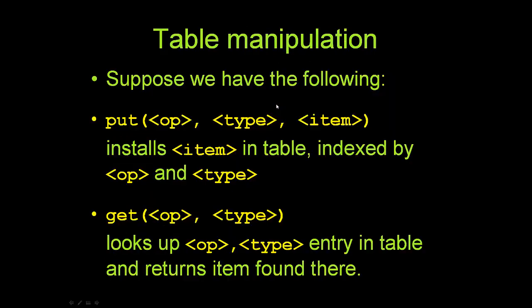Before we start, let's talk about some functions that we need to understand to manipulate the table. The table supports 2 different operations. You can put an item under an op and type, where the item is the function that you need to use to operate. And you can get by op and type. What you can put in the table for op and type, you can also extract using get. So it's put and get.